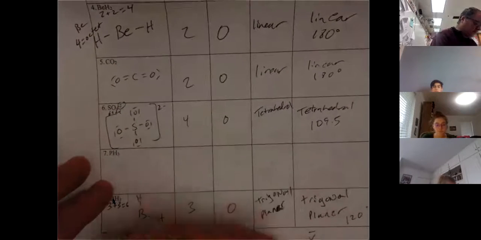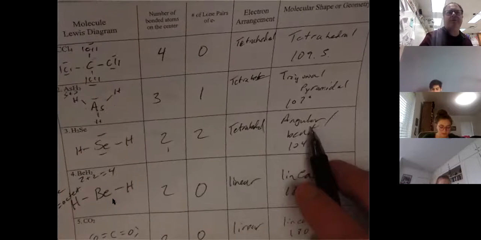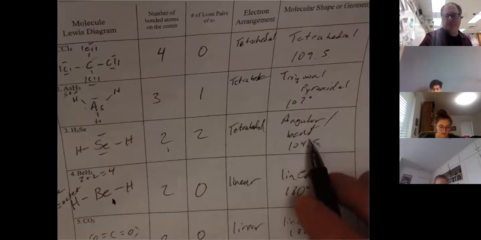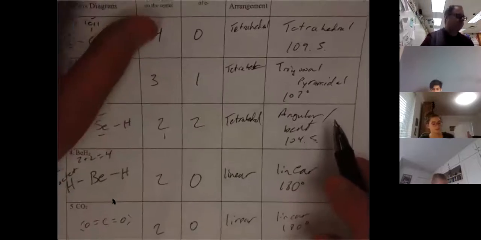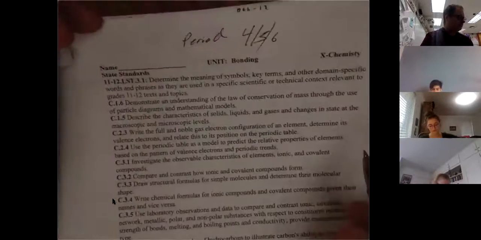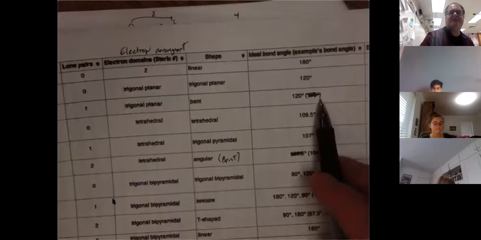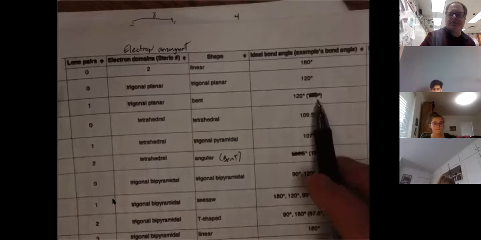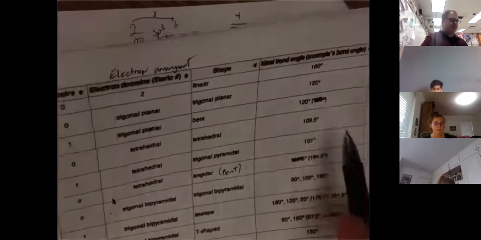I have a question. So you know how there's the 104 and the 109? Do you only do 104 when it has hydrogen? Nope. You only do the 104 when it's angular or bent. Why are there 2 options on the chart? Why is it in parentheses? We canceled it out for the bent one. And we canceled out the 119 as well. Thank you. You're welcome.